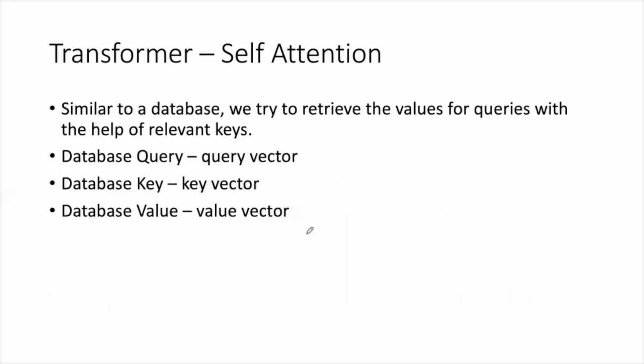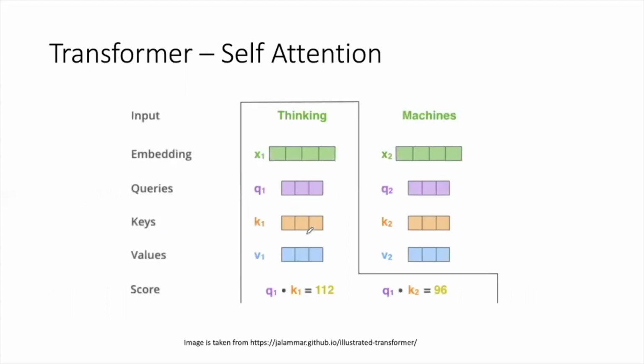Yeah, so this basically mentions how exactly both are related. So we try to retrieve the values corresponding to a query with the help of relevant keys. So we try to find the relevant keys for a query and then pull out the associated values from them. So that's the process. So if we try to again look at how it's actually implemented, the self-attention mechanism.